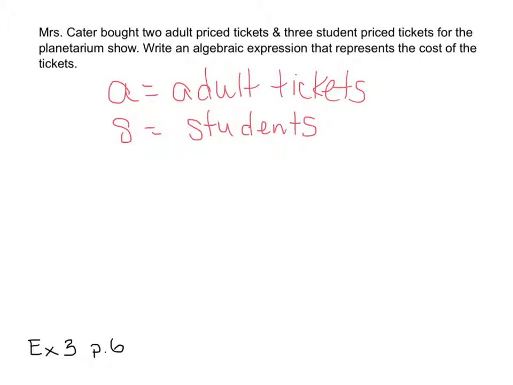Now we're trying to write an expression that represents the cost of the tickets. Now Miss Cater bought 2 adult, so that's going to be represented with 2A, and, so that would be a plus, 3 student, so that's 3S, and ta-da! If we need to know the total cost, even though we don't know the price right now, this would be our expression to find out the price. Now, if you need another word problem example, please go to page 6 in your CD textbook for example 3.